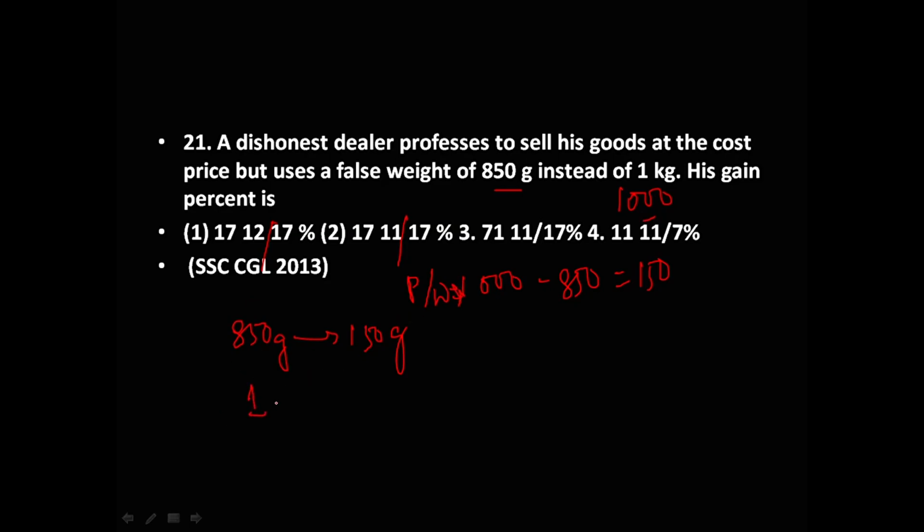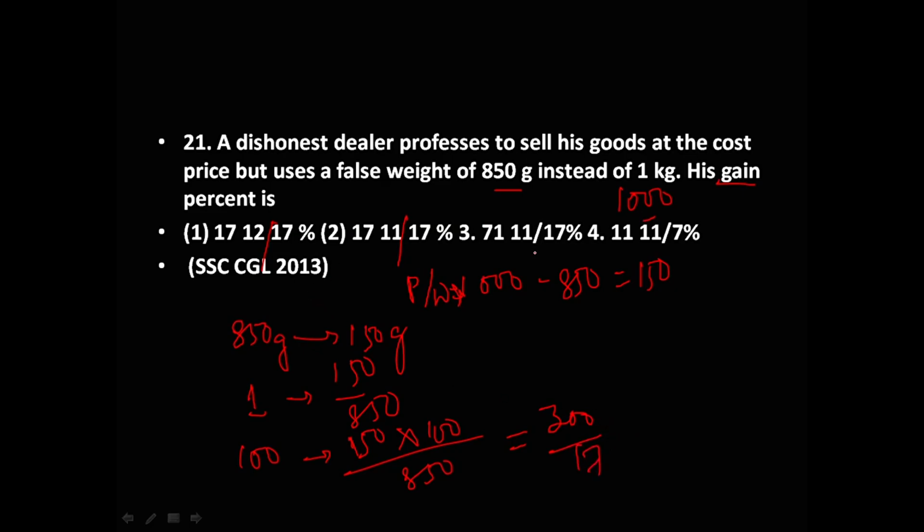Then when he is selling 1 gram, it's 150 by 850, and the question is gain percentage, nothing else. When it's 100, then it's 150 into 100 by 850. Clear? So it's clearly 300 by 17, so it's 11 and 11 by 17%. So it's option 4. Option 4 is the right one.